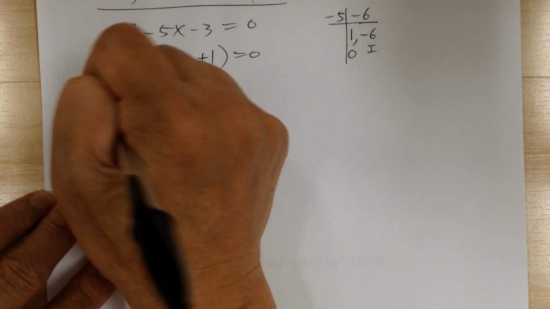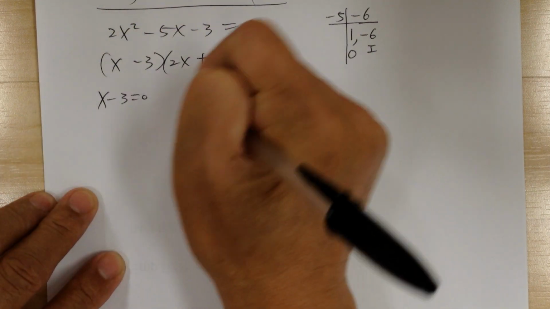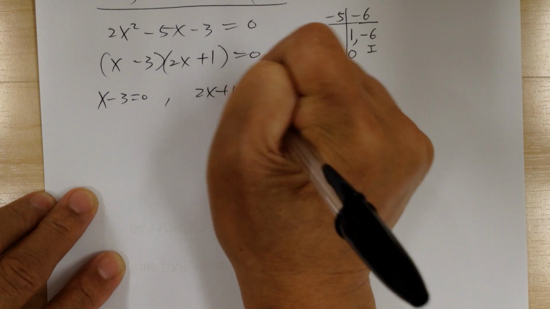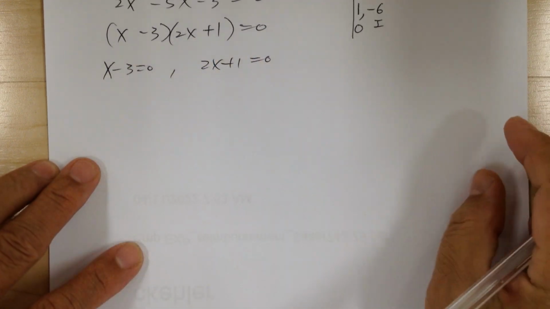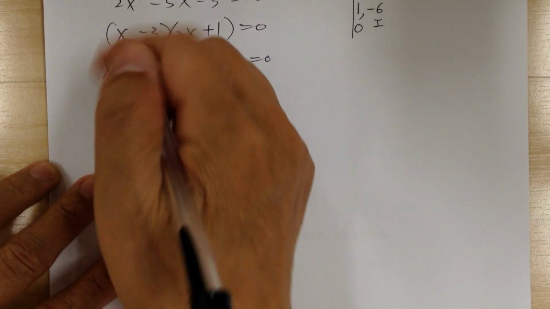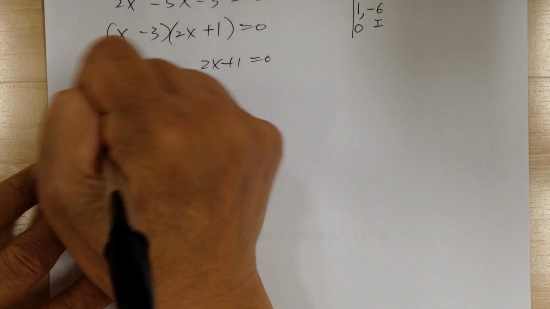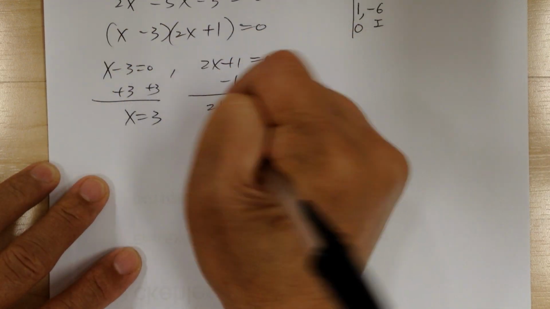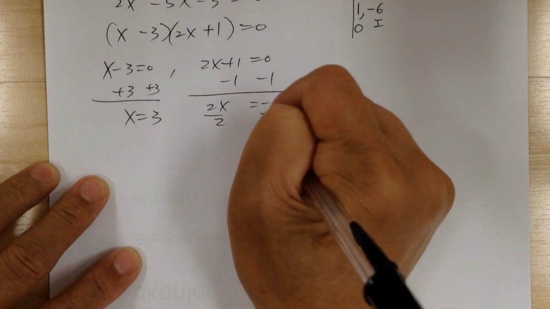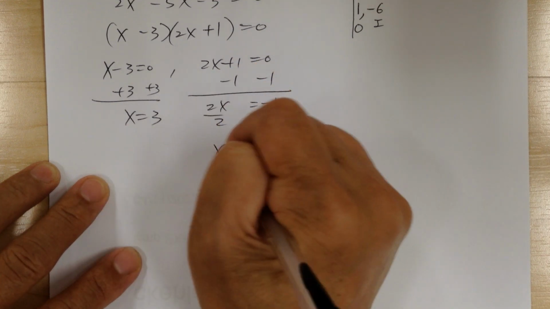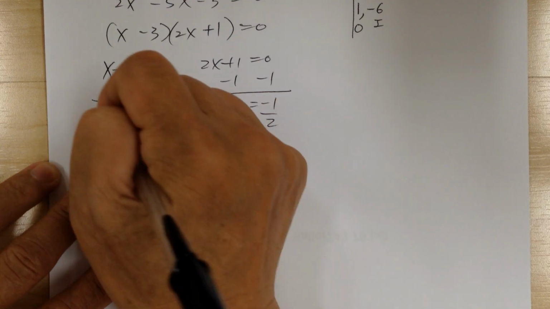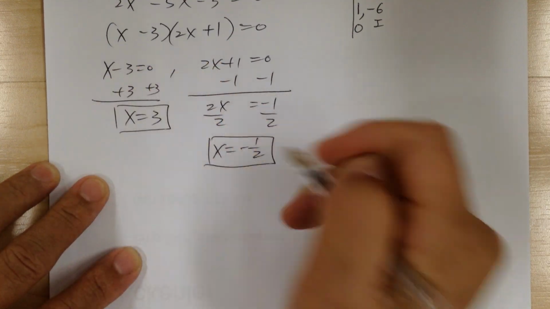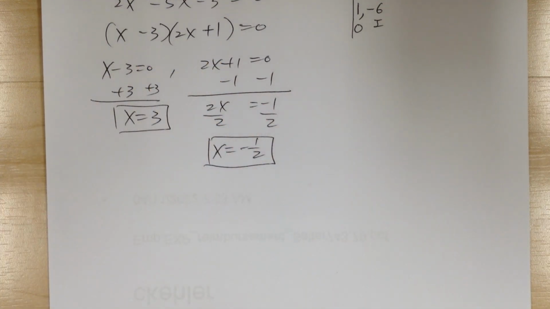But if you don't see that, you just set it equal to 0. Right? Again, apply your zero product property. And so you plus 3 on both sides. So you get x equal to 3. This one you minus 1 on both sides, and you divide by 2. Okay, so you get x equal to negative 1/2. So you got those two answers. Okay, let's go to the next one.